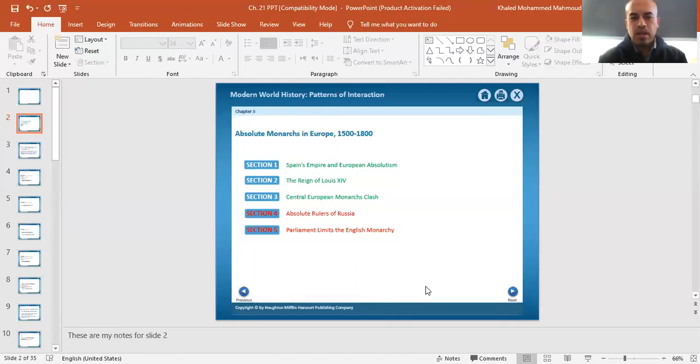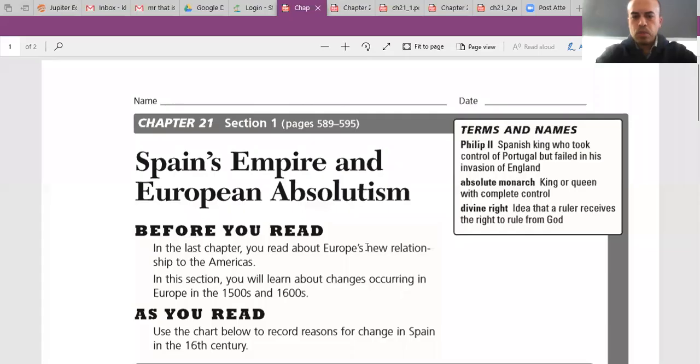Okay, so today we are going to review the first two topics, about Spain and also about the reign of Louis XIV of France. So I will start sharing another session. When I start sharing, this one. The first topic was about Spain's empire and European absolutism. It was the first lesson that we studied at the beginning of the quarter.